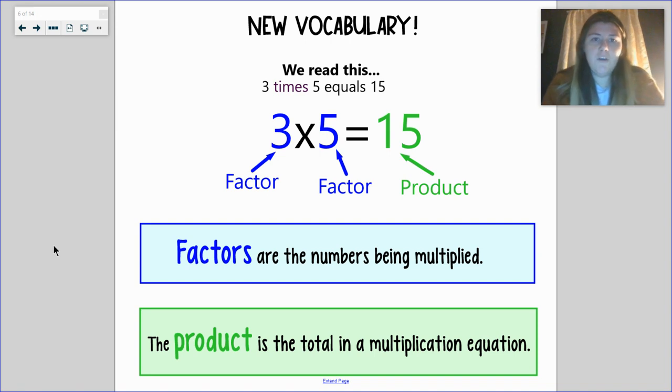All right, let's keep going with our vocabulary. So we read this as 3 times 5 equals 15. The two numbers in blue are our factors, and factors are the numbers being multiplied. And our other number is the product. The product is the total in a multiplication equation. That's all you need to know. It's just what is your answer, what is your total. So factors are the two numbers that are multiplying, and your product is your total for what you get when you multiply those two factors.